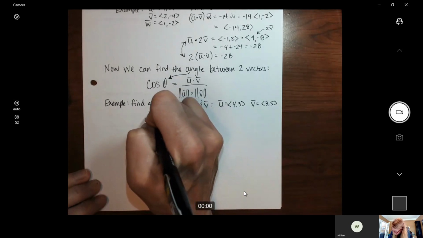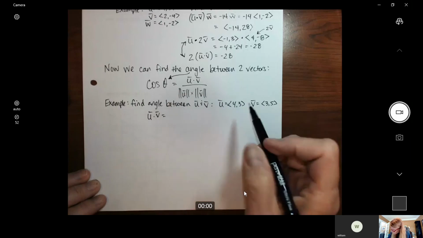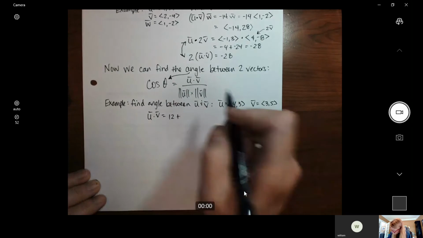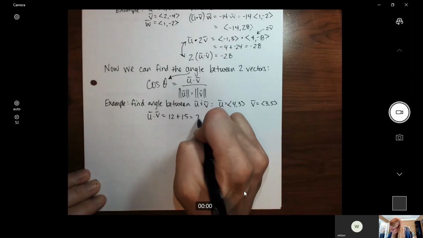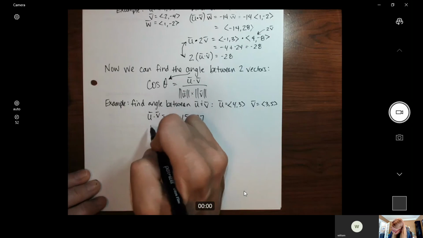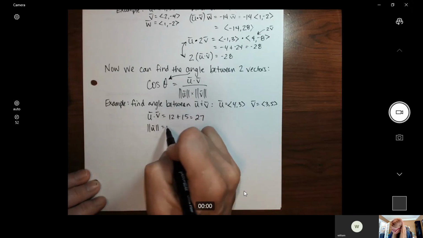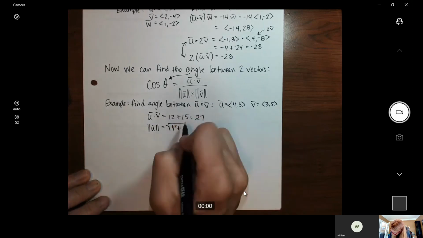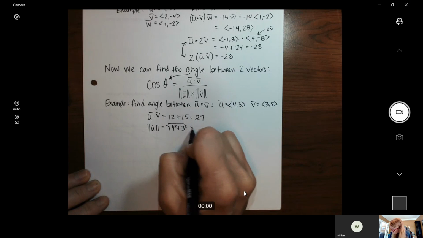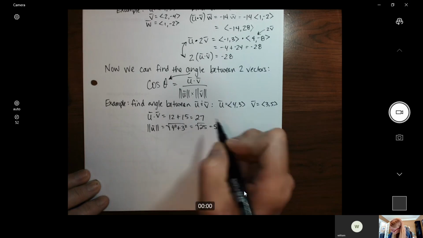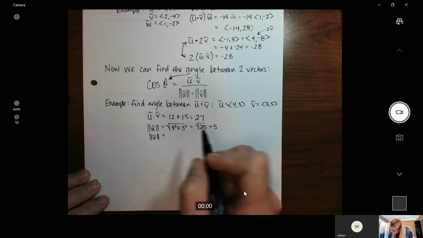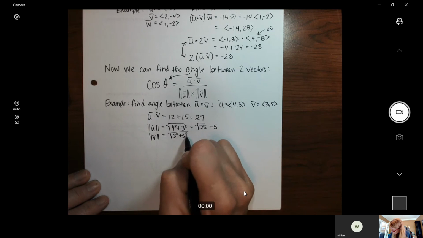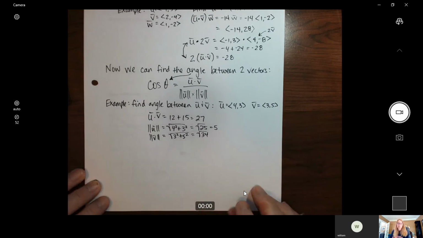So u dot v is going to be equal to, you multiply the first two and you get 12, plus you multiply the last two and you get 15. So that's going to be 27. So the numerator is 27. The magnitude of u, remember, is just the square root of this component squared plus this component squared. So that's going to be the square root of 25, which is 5. And the magnitude of v is going to be the square root of this component squared plus 5 squared. And that's the square root of 34, which can't be simplified.